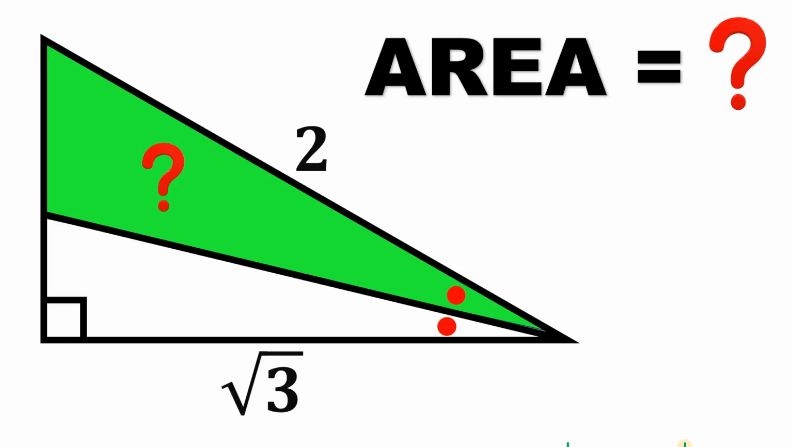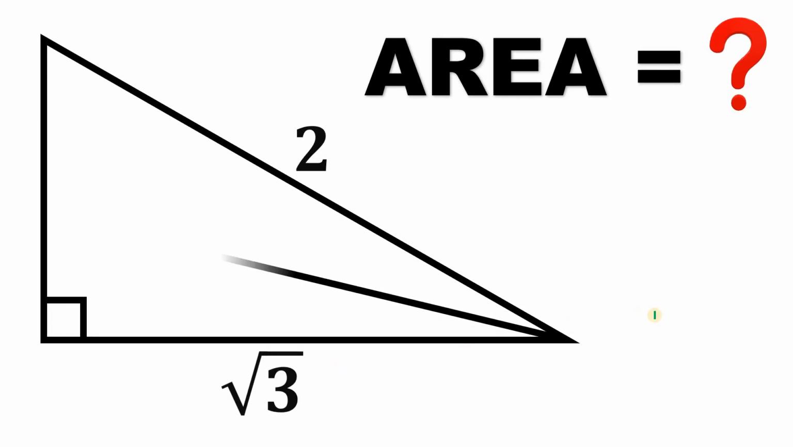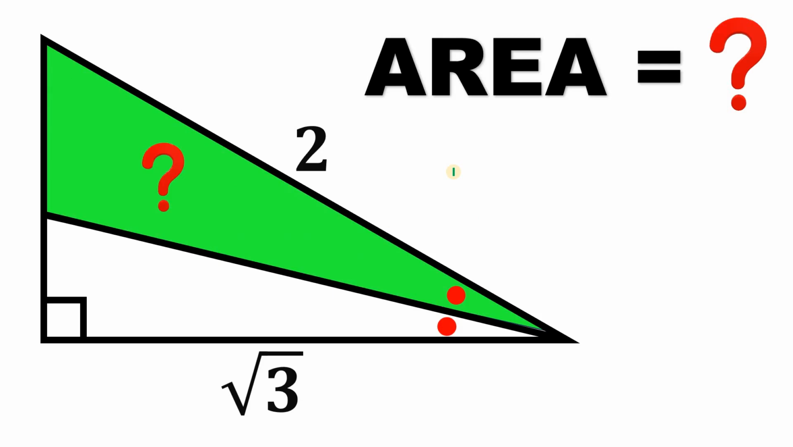Can you solve this geometry challenge? Here's the question. Given this right triangle with hypotenuse of 2 units and the longer leg equals square root of 3 units. Now let's draw the angle bisector. The goal in this question is to find the area of this shaded region.